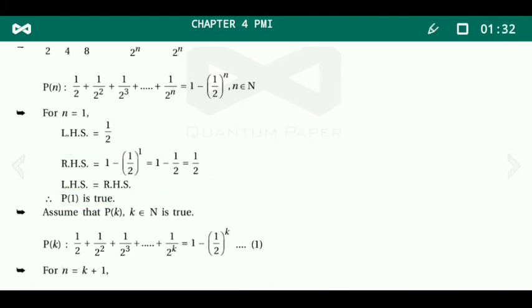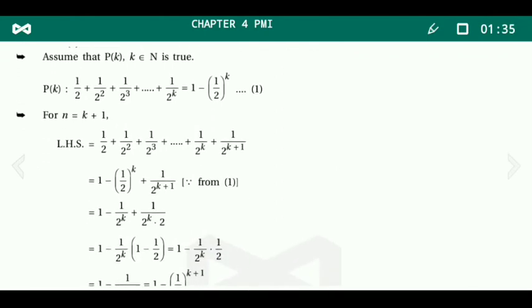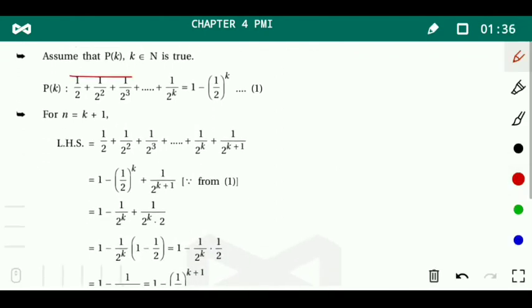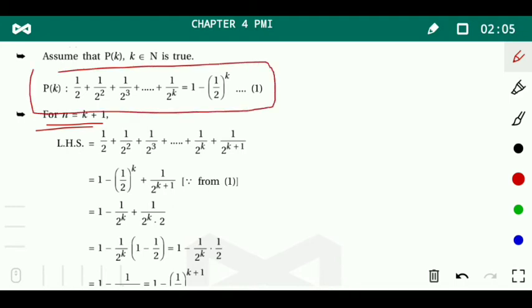Now step 2: assume that P of k, k belongs to N, is true. We have to assume P of k is true. So 1 by 2 plus 1 by 2 raised to 2 plus 1 by 2 cube up to 1 by 2 raised to k is equal to 1 minus 1 by 2 whole raised to k, known as equation number 1. Now put n equal to k plus 1. We have to prove for n equal to k plus 1 using equation number 1. Keep in mind, we have to use this equation, otherwise you can't prove it.